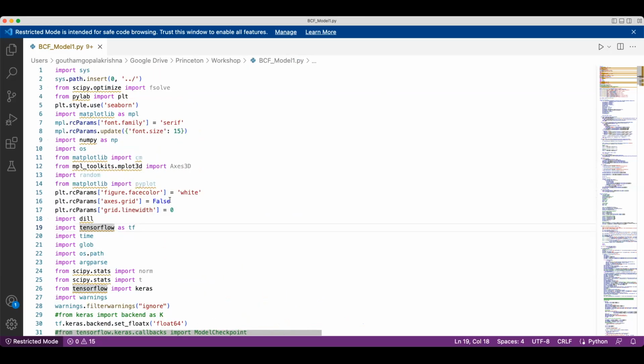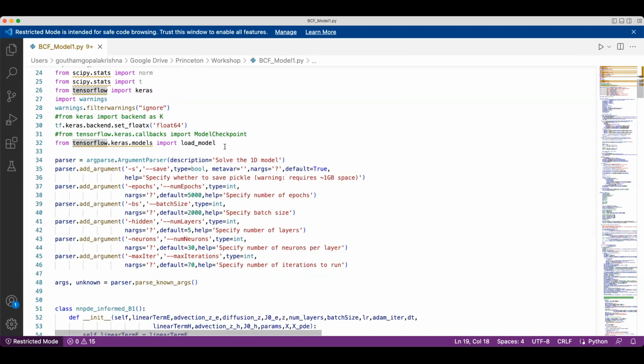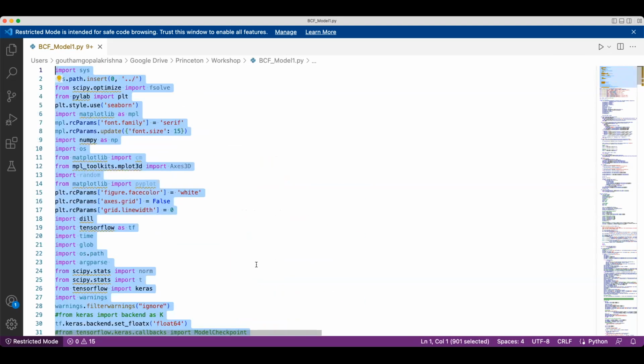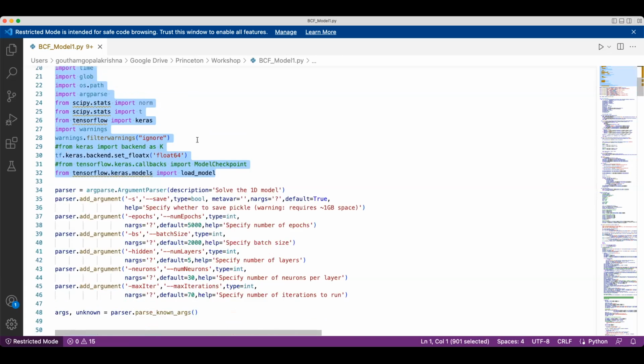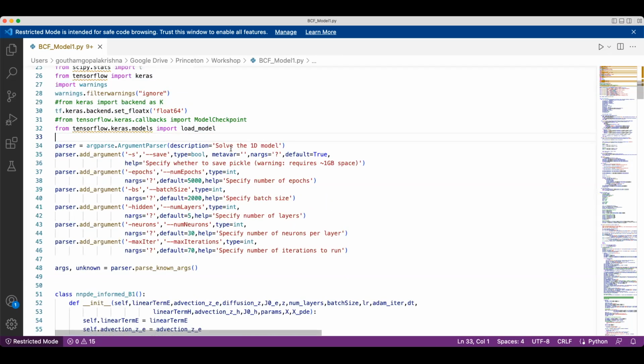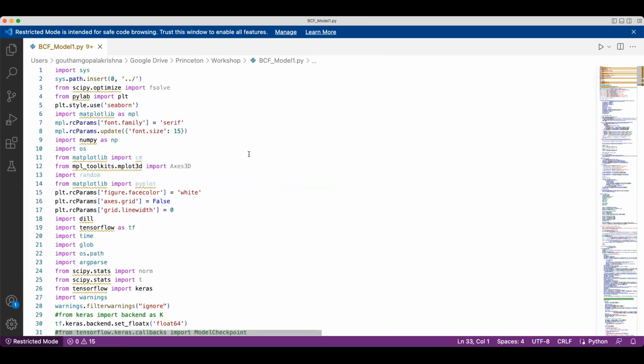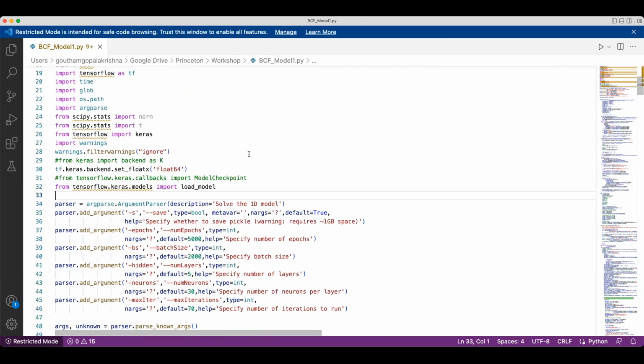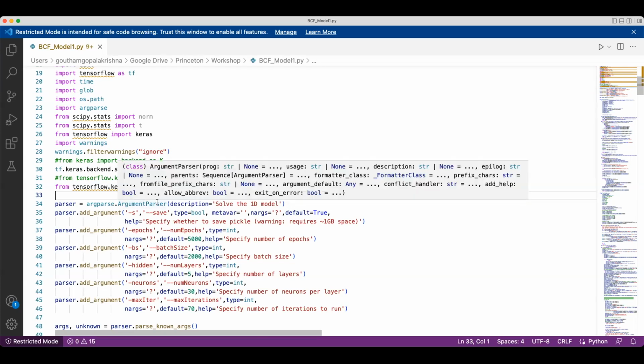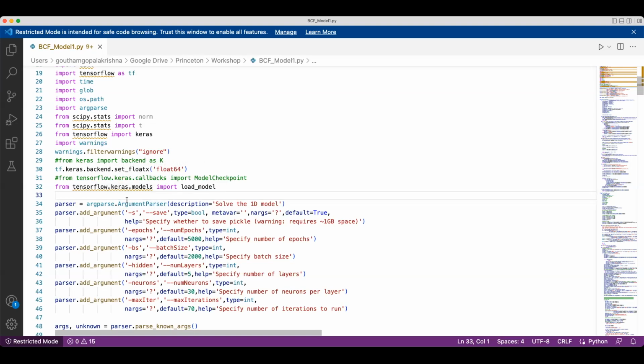The file is called BCF Model 1. Here's a bunch of libraries that I'm importing. If you're going to use Colab, then you don't have to have TensorFlow installed on your computer. This is going to be done automatically, assuming that you followed the instructions that I gave you on Friday. It's not the same as this one, because here you're just importing, but you still have to install TensorFlow and Keras. But I think we already saw that on Friday.